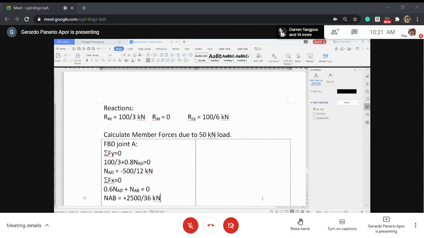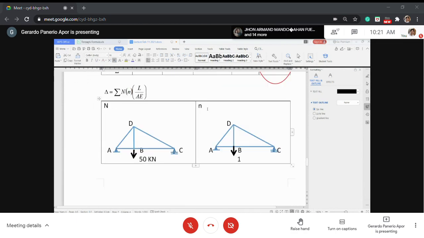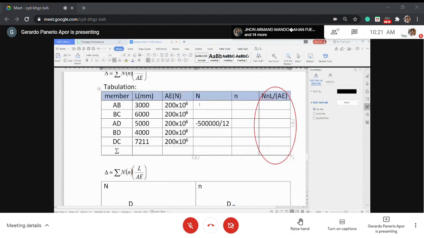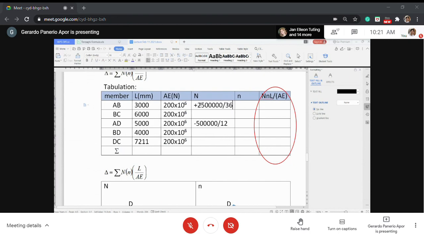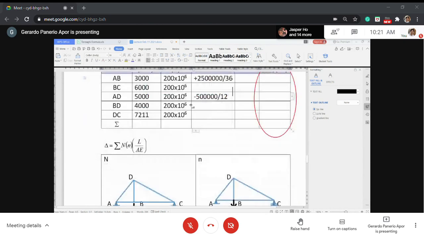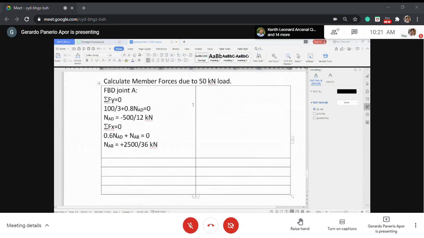Okay, so you have N_EB like that. N_EB is positive 2,500 divided by 36. So that's right. Okay, so that's it. Now I will proceed to another joint, like joint B.